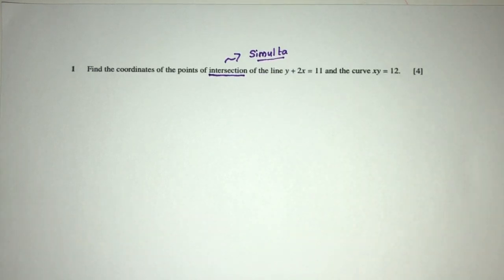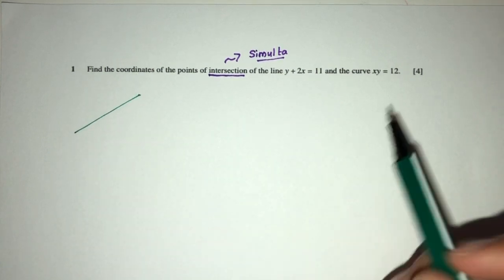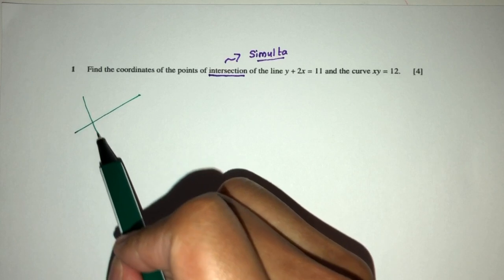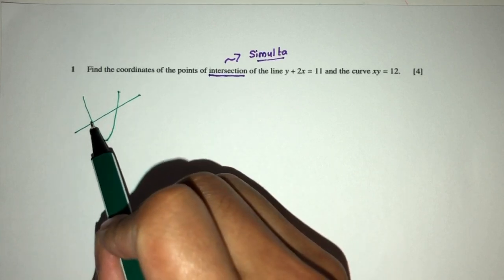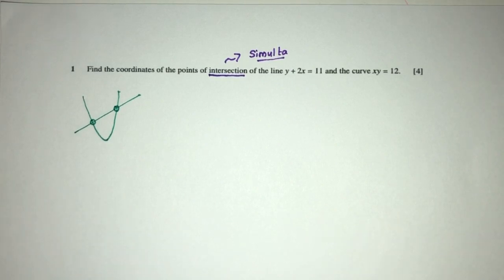For example, the main idea here is that we have a line. Let's say this is our line. And then we have a curve. Let's say this is our curve. Now you can see we have 2 points of intersection. So we have to find those 2 points. That's the main idea behind this question.